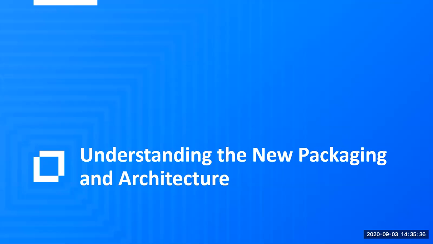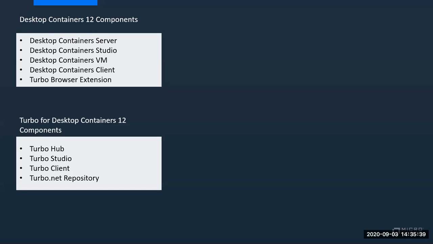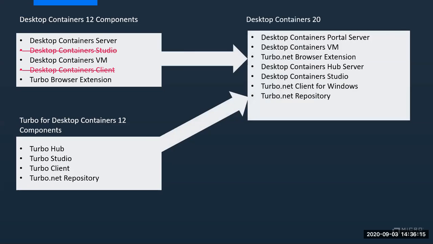Currently, if you look at desktop containers, we've got two versions of the product. We've got the standard edition, the desktop containers, and we've got an add-on that is Turbo for desktop containers. Turbo adds a repository of prepackaged applications. It also has a slightly advanced version of Turbo Studio that gives you more capabilities to do network restrictions, for example. You can put a firewall within the application, and it gives some additional capabilities on the client side as well to package applications from a command line. So what we're going to do with version 20, we're going to merge these into one.